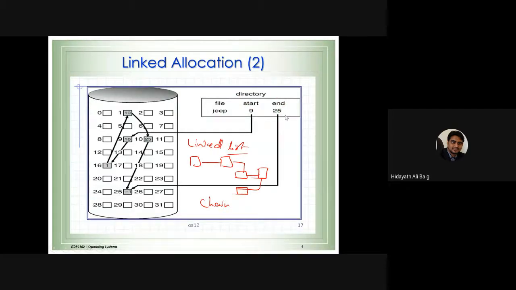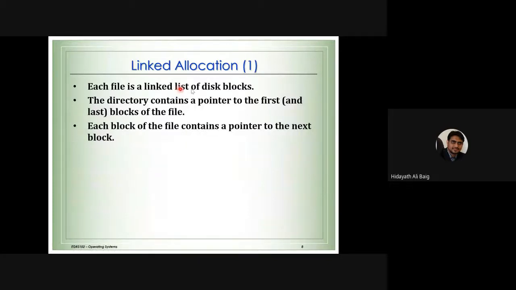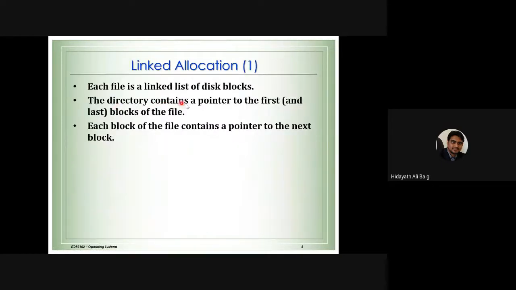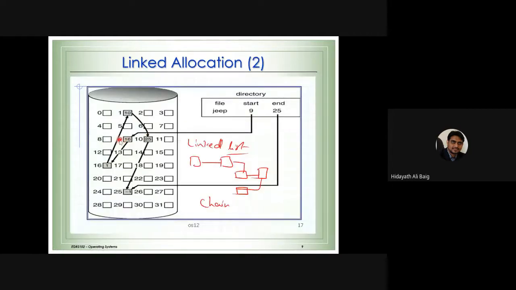Okay, I will read it back. Each file is a linked list of disk blocks. We have seen it's a linked list of blocks, each connected. The directory contains a pointer to the first block of the file. Each block of the file contains the pointer to the next block of the file. So that's what we have seen. Block number 9 connects to block number 16, block number 16 to block number 1, block number 1 to block number 10. So each block has a link between them.